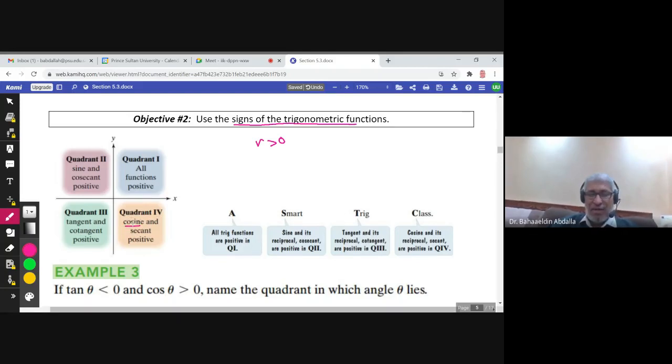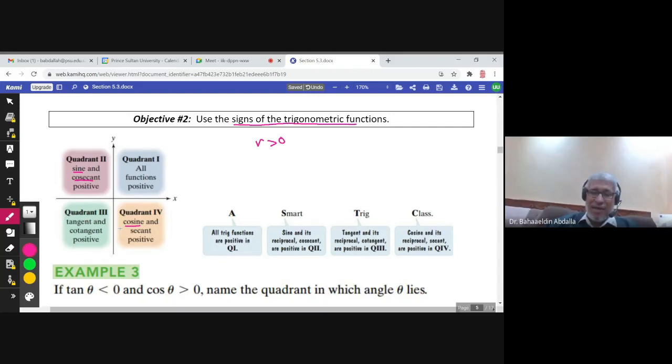And if cosine is positive, then the reciprocal of cosine, which is secant, is also positive. While to the left of the y-axis, x is negative, so cosine and secant are negative in quadrant 2 and quadrant 3. Also, y is positive up above the x-axis. So in quadrant 1 and quadrant 2, sine is positive because sine is y over r. So sine and the reciprocal of sine, which is cosecant, are positive in the second and the first quadrant. But in the third and the fourth, sine and cosecant are negative.